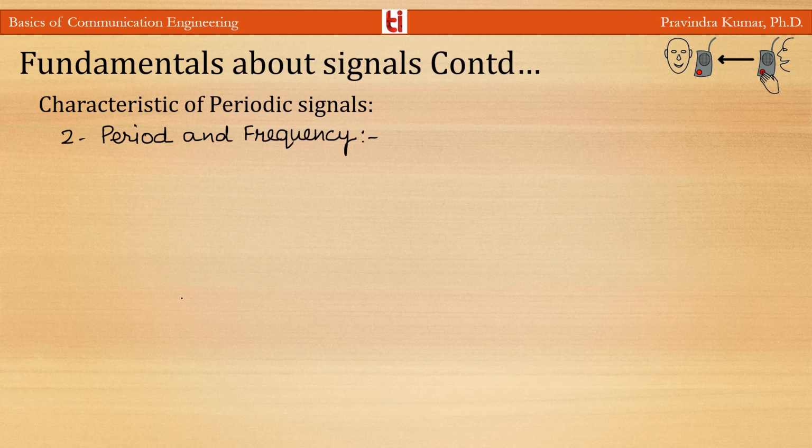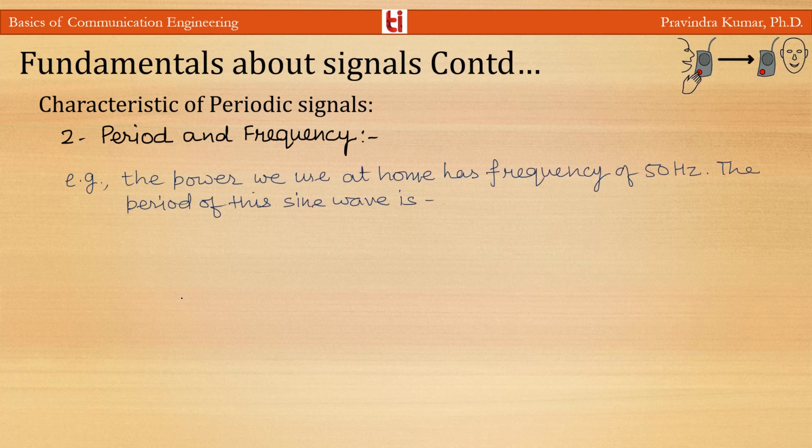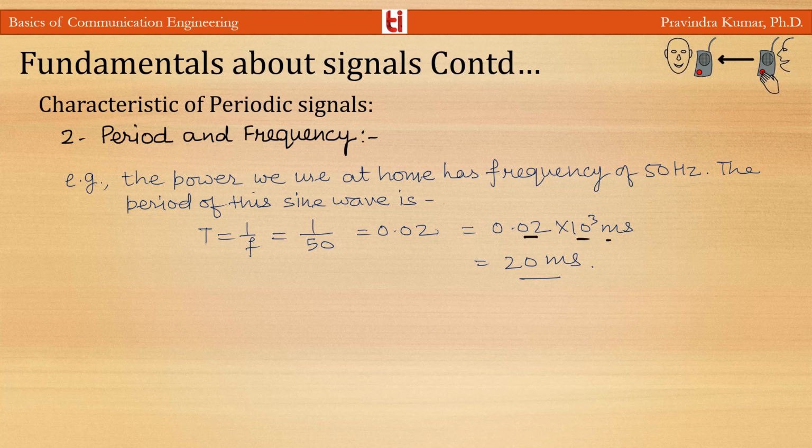For example, the power we use at home has a frequency of 50 hertz. The period of this sine wave will be 1 by f, or 1 by 50, or 0.02 second, that is 20 milliseconds. So this means that the period of the power of our light at home is 20 milliseconds. Our eyes are not sensitive enough to distinguish these rapid changes in amplitude.